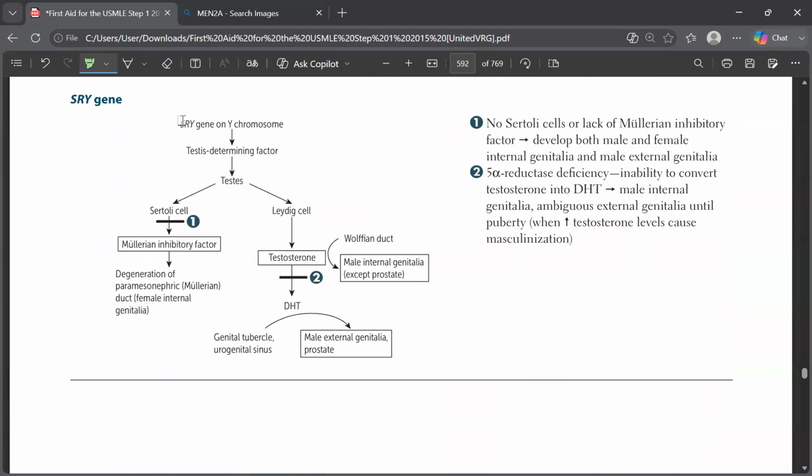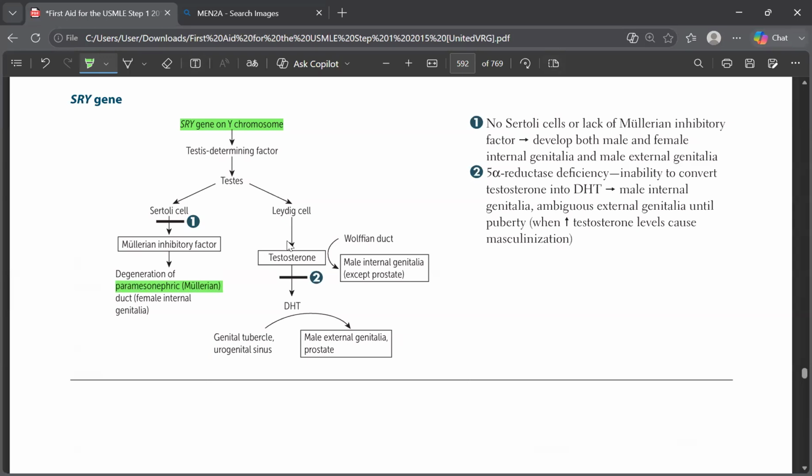In males, the SRY gene on the Y chromosome, I think we should do this one first. So there's the SRY gene on the Y chromosome, as males are XY, and it produces the testis determining factor. This testis determining factor, TDF, makes the testes. The testes have Sertoli cells and Leydig cells. Sertoli cells form Mullerian inhibitory factor, which causes the degeneration of the paramesonephric duct, or Mullerian duct, which is the female duct, as I mentioned before.